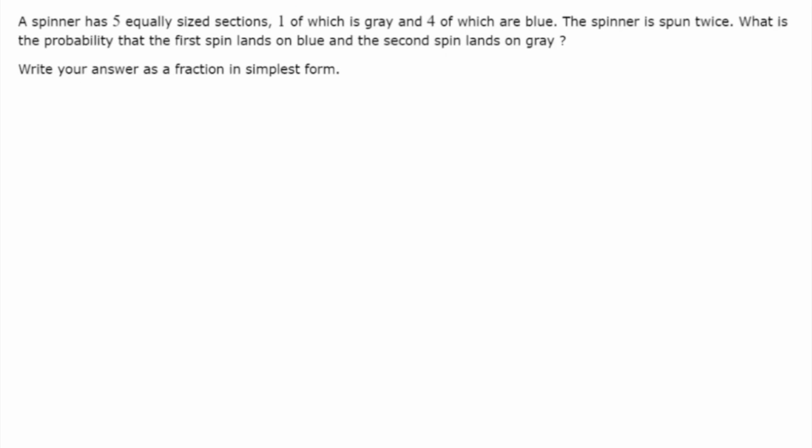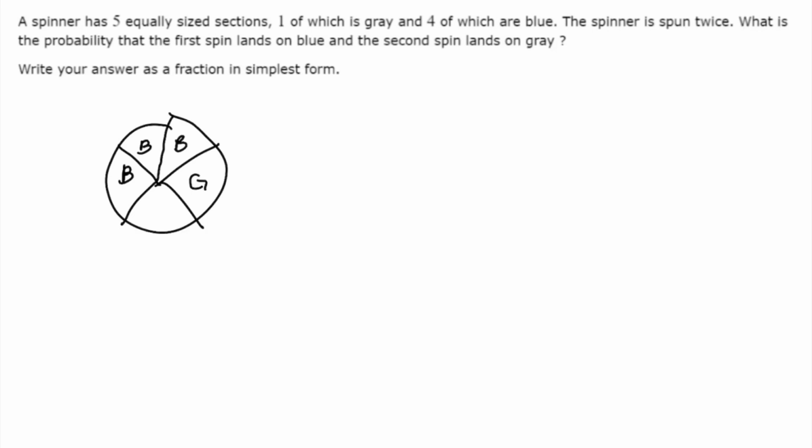A spinner has 5 equally sized sections. So I'm not going to obviously be able to draw it perfect, but it'll look something like that. 5 equally sized sections, one of which is gray. There's my gray one. And the other ones are blue. 1 gray and 4 blue. The spinner is spun twice. What is the probability that the first spin lands on blue and the second spin lands on gray? Again, we have 2 separate spins here. We're going to have 2 separate sections, and then somehow we're going to have to combine them at the end.